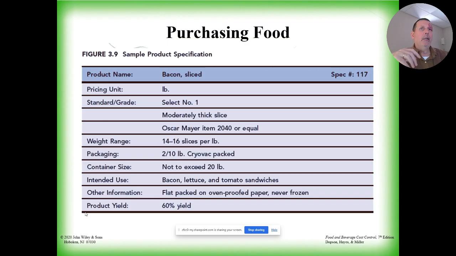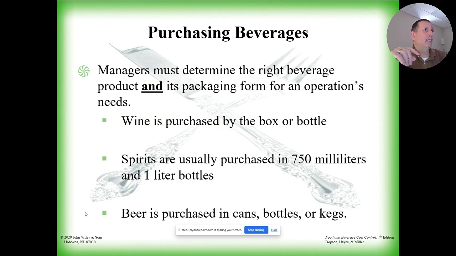Yield 80%, meaning that once we cook it, it's about 80% of what it was prior to cooking. So if I know that I need so many pounds that's going to get eaten, I need to factor in that 80% yield. All right. And we're going to talk about that in later chapters, I think. All right, moving forward.